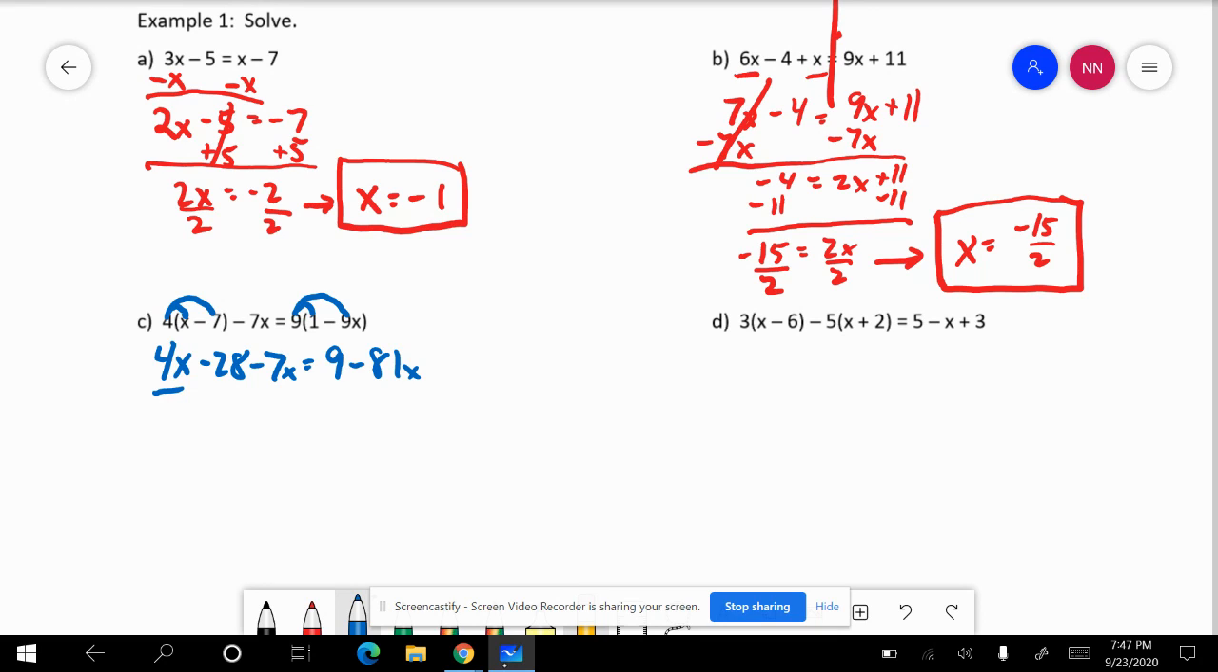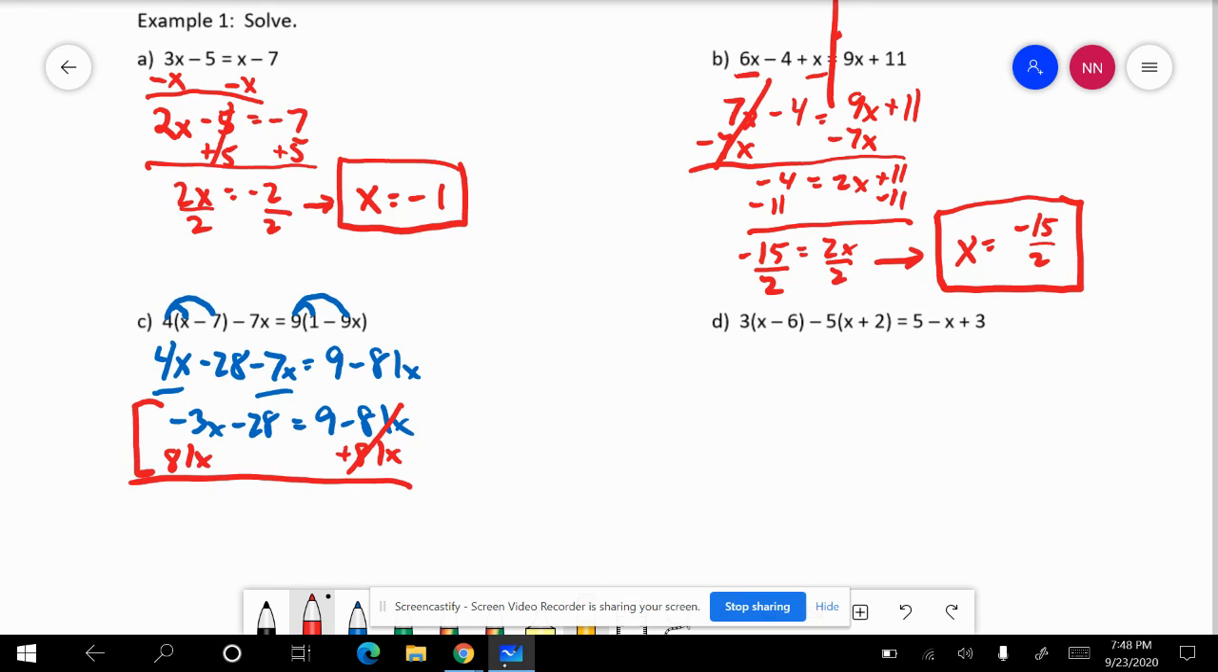I'm going to combine the like terms, so that gives me negative 3x minus 28 is equal to 9 minus 81. What I'm going to do is I'm going to add the 81 on both sides. I like my x to be positive. That cancels. Now we have x's just on the left-hand side. So I have 78x minus 28 is equal to 9.